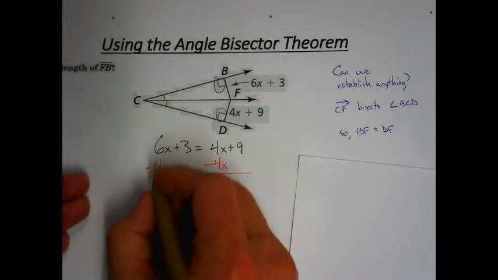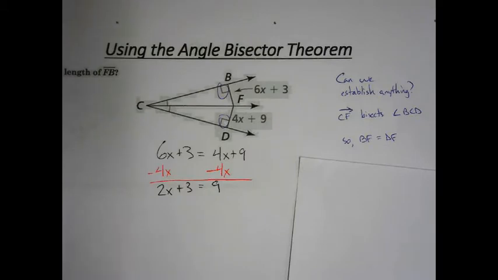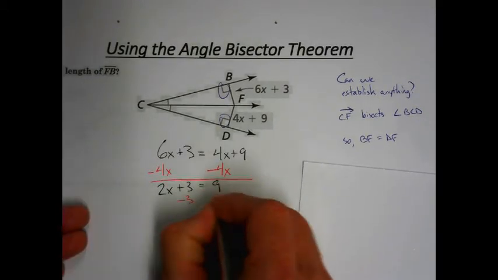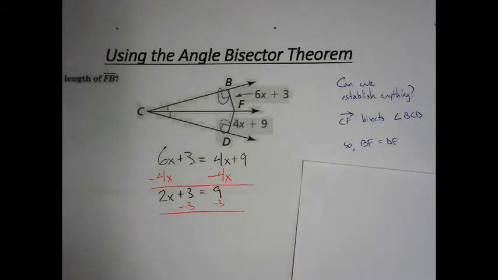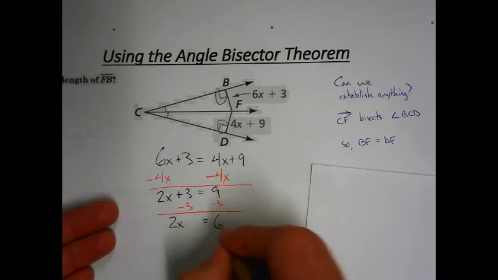And so I'm left with 2x plus 3 there, and that equals 9. Now I'm going to subtract 3 from both sides. I hope you see that. And then 2x is going to equal 9 minus 3. I have the right number of fingers, and I can do that on my hands to get 6. So x, of course, is 3.